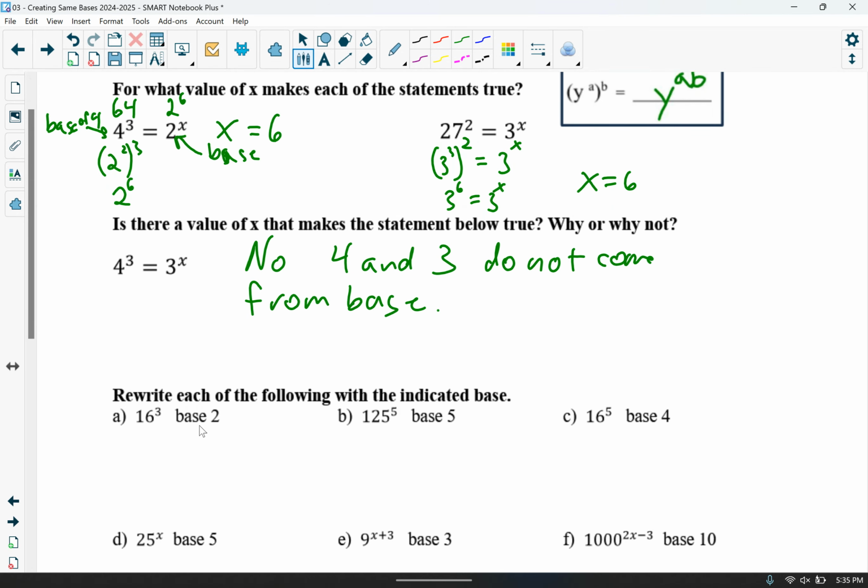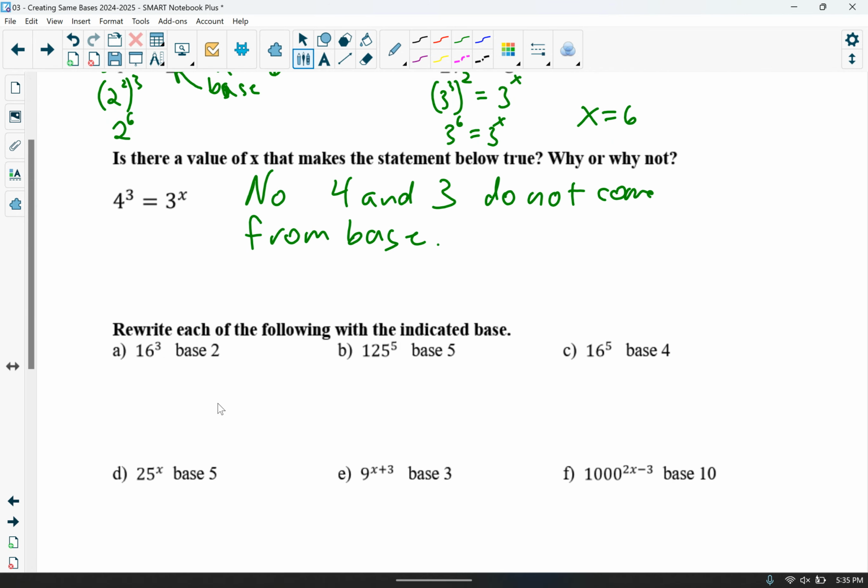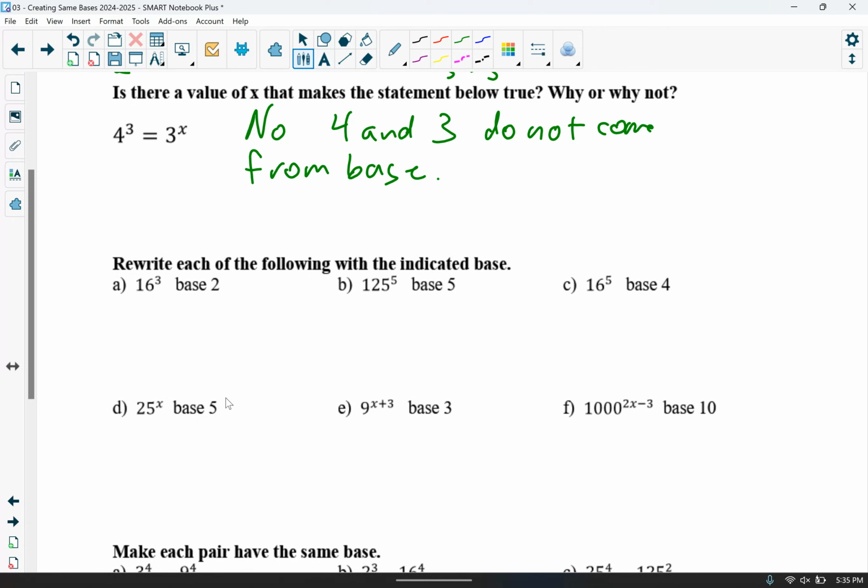So what we're going to practice here is just taking values and rewriting them with a different base. And we're going to use our power to a power rule. Because if I'm taking 16 to the 3rd and rewriting it as a base of 2, I have to know, well, 16 is equal to 2 to the 4th power. So I can write 16 cubed as 2 to the 4th power to the 3rd power. And I would leave it just like that to show my work, and then just use our power to a power rule, 2 to the 12th.